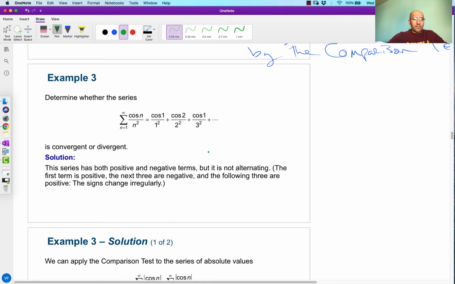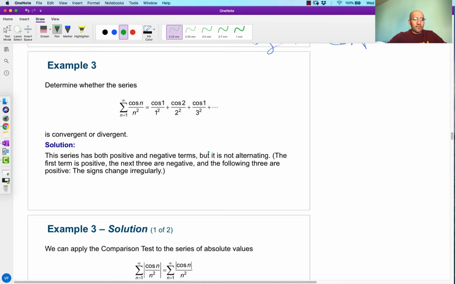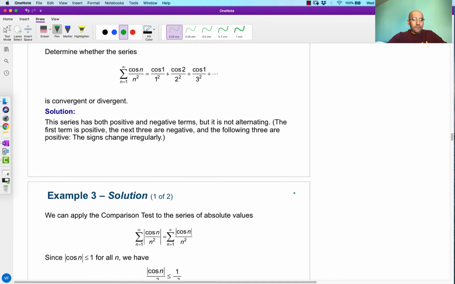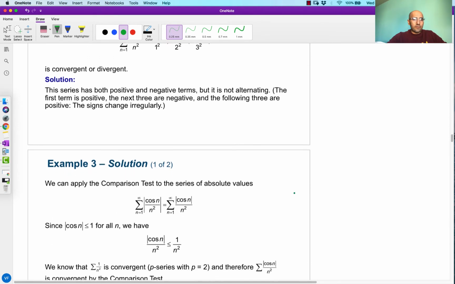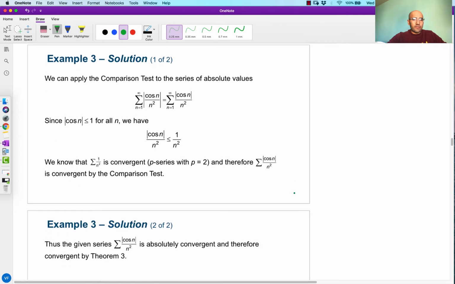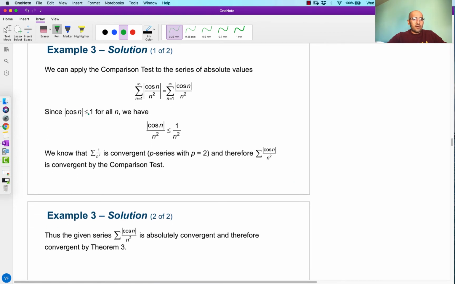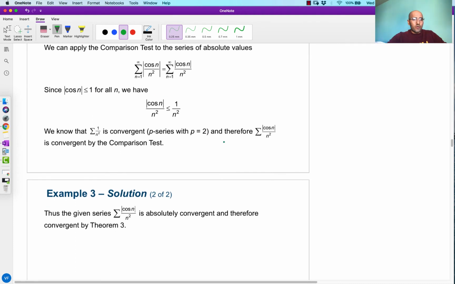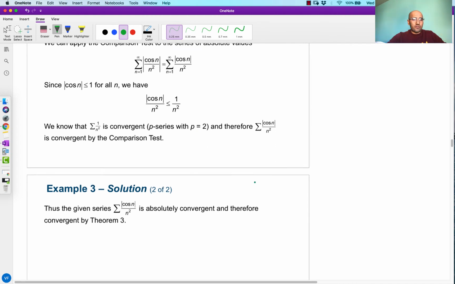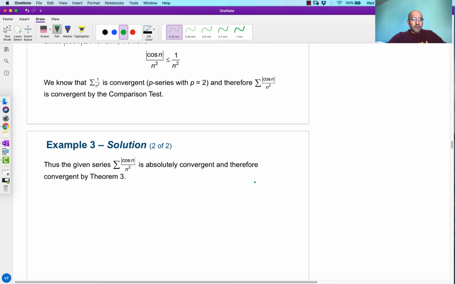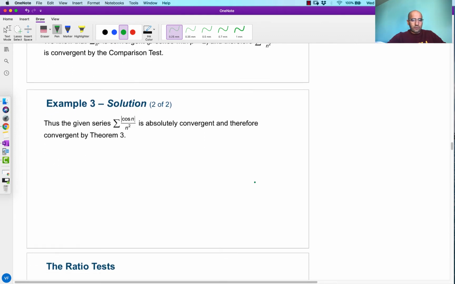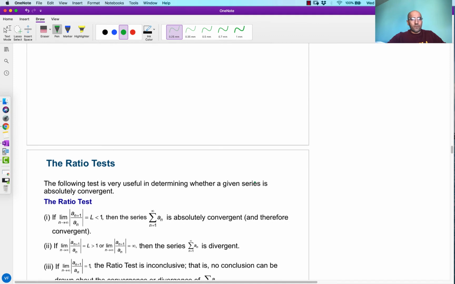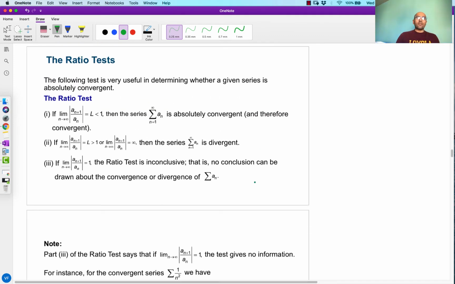Let's see what the author did for this one. The series has both positive and negative terms, but is not alternating. Okay, negatives, 3 positive, okay, irregularly. So we compare it to that. Cosine of n is less than 1, so we have this is true. We know that this is convergent by the p-series test, so therefore this is absolutely convergent by the comparison test, thus giving us it's absolutely convergent, therefore convergent. Good. Okay, moving on. The ratio test.